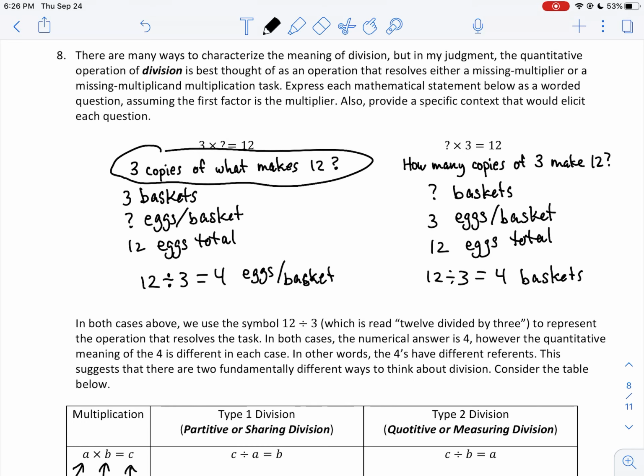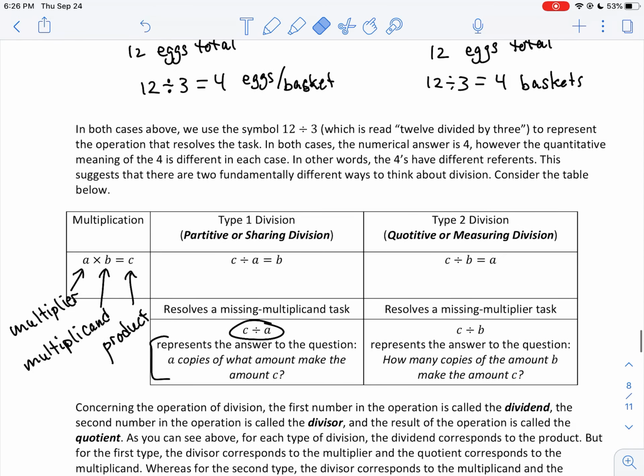This was a missing multiplicand question. It's an example of type 1 division, which is also called partitive division or sharing division.